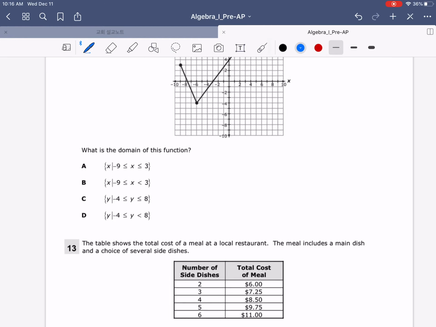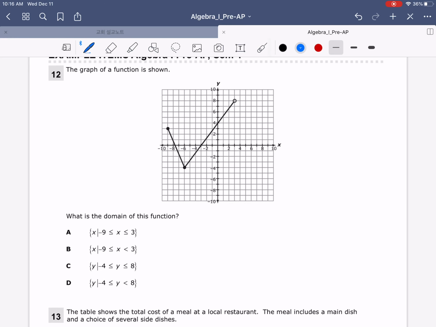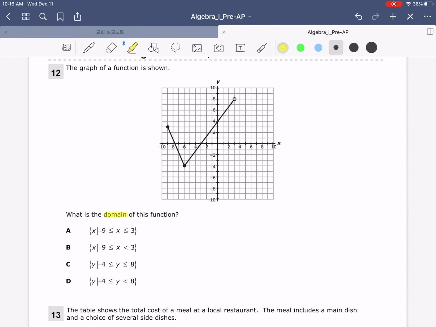Question number 12. What's the question asking? What is the domain? Highlight the domain and highlight the x-axis. And again, if the question was asking for the range, then you have to highlight the y-axis, which is this one. But this is the domain, so it's gonna be only x values. Do you see this point here on the left? You're gonna put it on the highlighted grid. So this starts from -9.